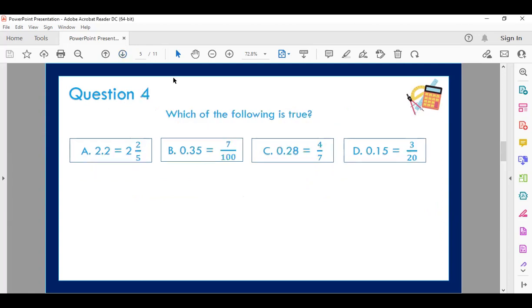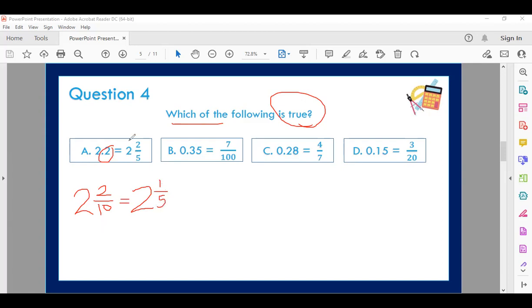Okay, here we have question number 4. Which of the following is true? So you have to work out each and every one, but some of it is pretty easy. Let's look one by one, starting at A. A says 2.2 is 2 over 5. Well, let's check it out. 0.2 means it's 2 over 10. I hope you know that 0.2 here is 2 over 10. Now, if you simplify that, you would get 1 over 5. Do you see that?